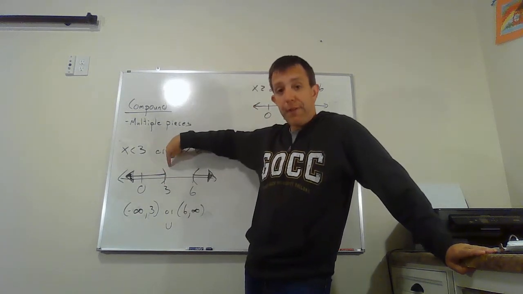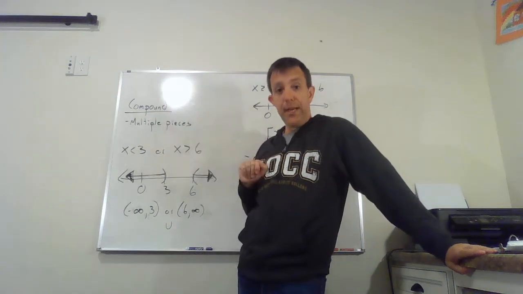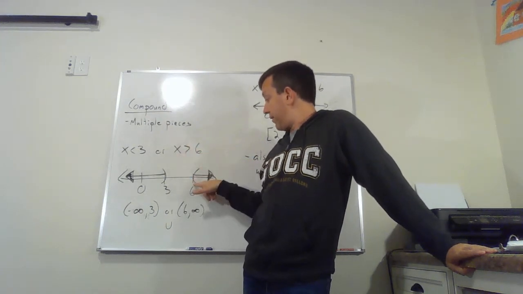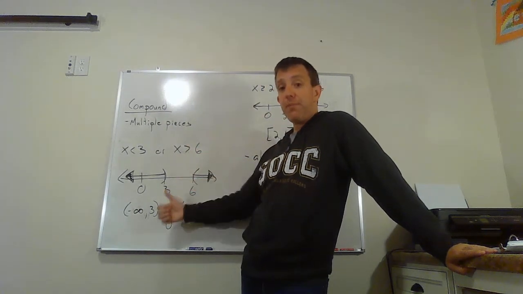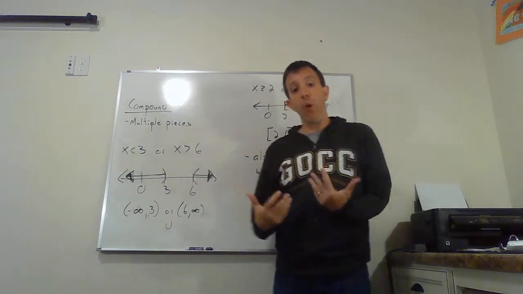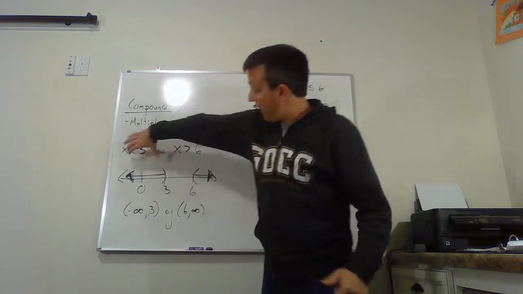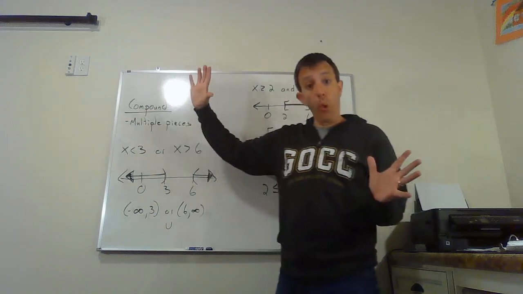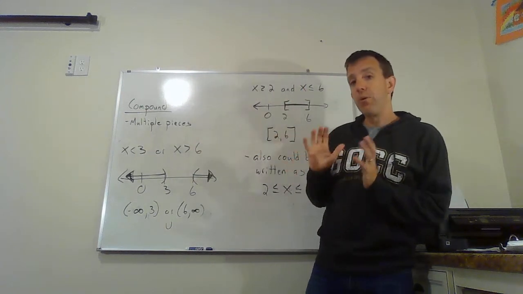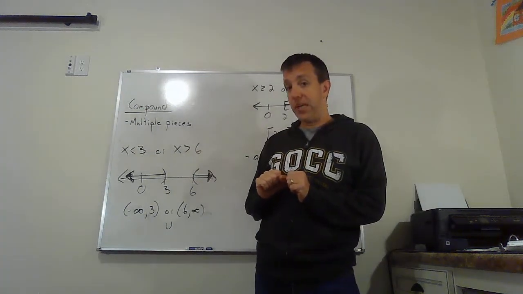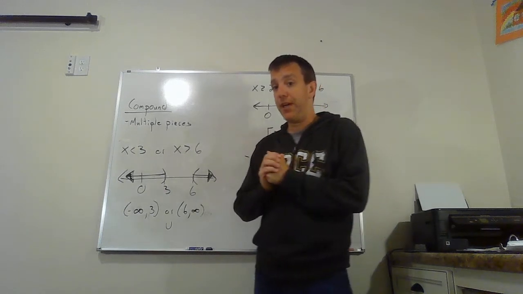Notice I have x is less than 3. Here's that part of the graph. I used a parenthesis. My arrow goes out to the left. I have x is greater than 6. I start at 6. There's a parenthesis. My arrow goes out to the right. For or, any number that's either out here or out here will work. It can be in either place and be just fine.